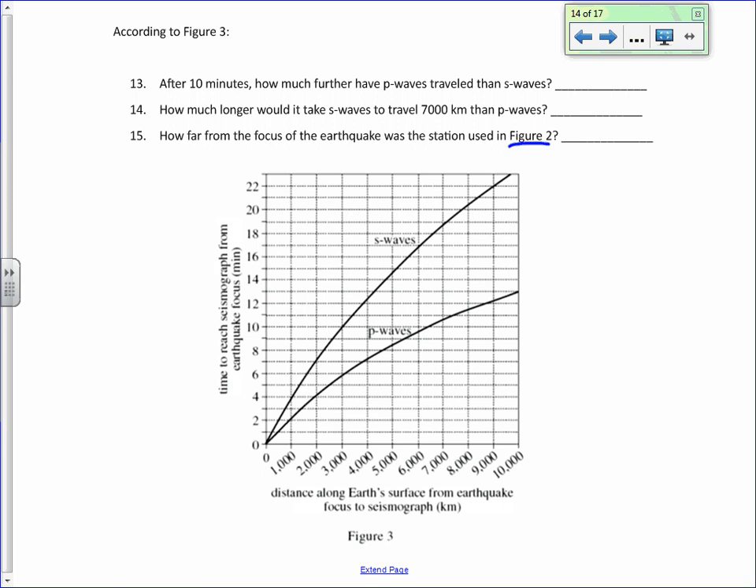Okay, so I would look at 10 minutes on P waves and S waves, and then I will find the distance, which was about 3,000, and in between 6,000 and 7,000, which was about 6,500. Then I'll subtract the 2, and it'll give me 3,500. Excellent. So the 6,500 kilometers right here, subtracted from the 3,000 kilometers right here, gives you an answer of 3,500 kilometers.